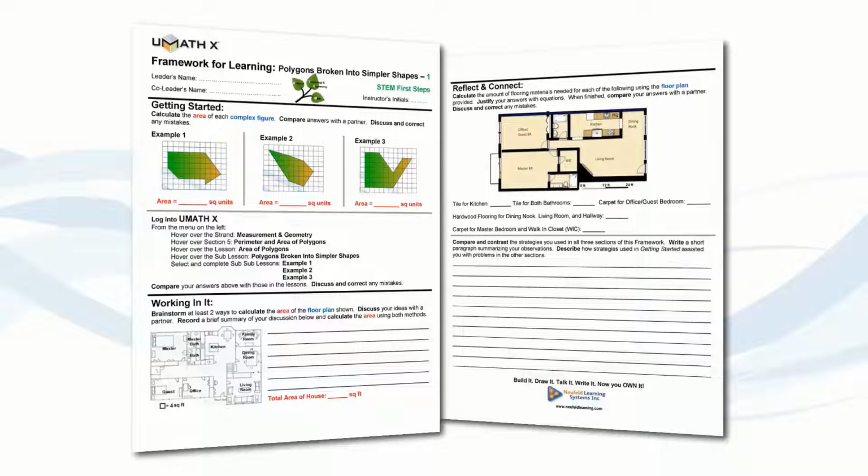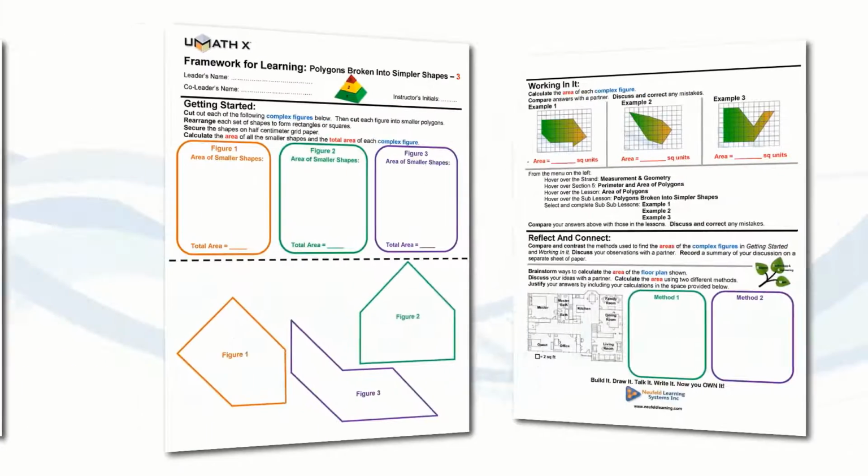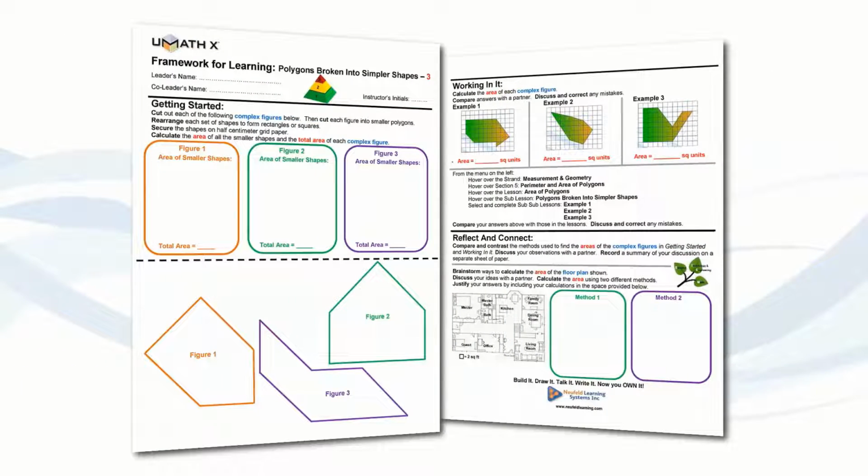In this example, notice how the three tiers take the learner to the same endpoint or big picture lesson. In Tier 2, the approach is more visual, and in the Tier 3 framework, the approach is more tactile.